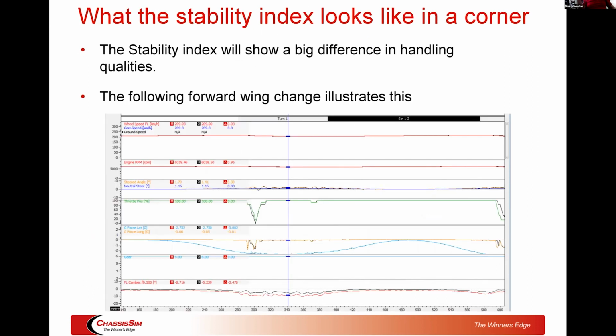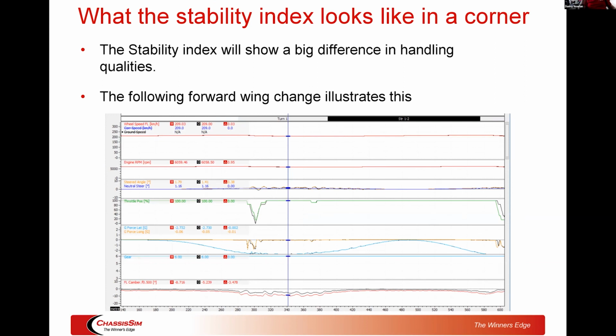Now, what does that stability index look like through a corner? So what we've got here is an example of a Formula 3 car where we've got the base standard F3 car and we've moved the aero balance forward about 5%. The colored trace is the standard. The black trace is where we moved the aero balance forward by 5%.